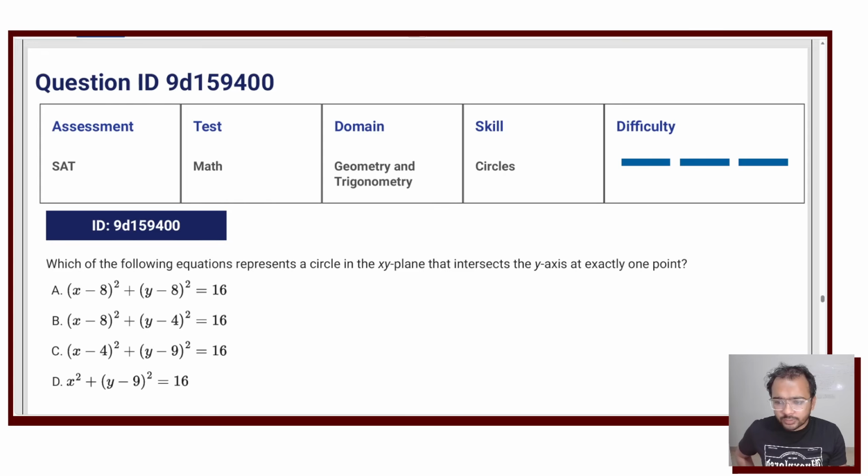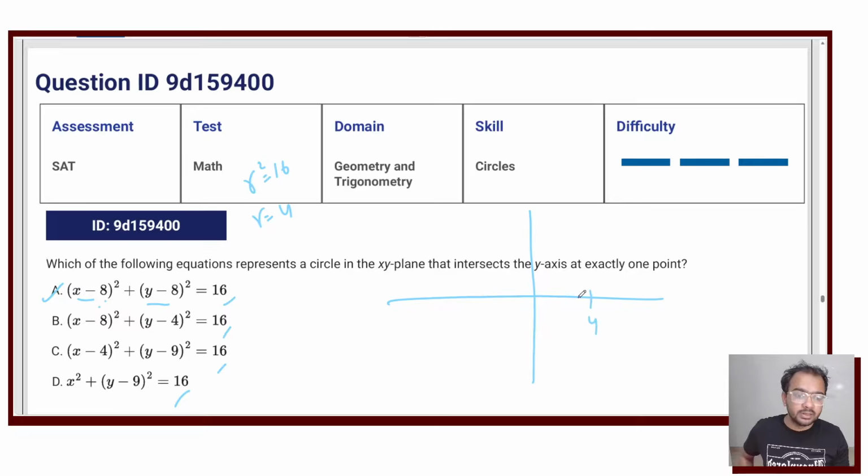The other method: let's try to analyze what we are given. We have circles with center coordinates 8, 8, and the radius. What's the radius? In all of these you have 16, so r squared is 16. Then I can say the radius will be 4 units. So you have 8, 8. Okay, let's make it 4 and 4.